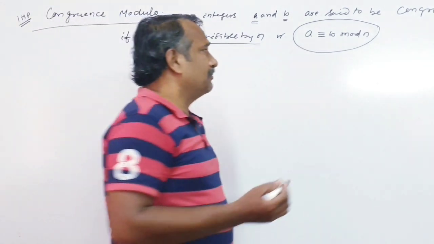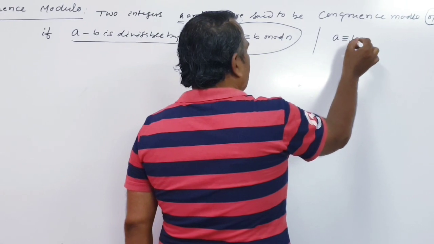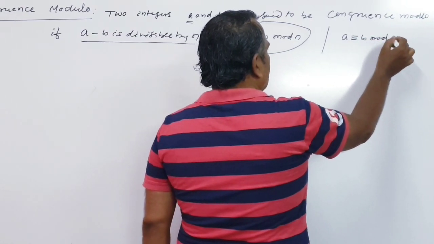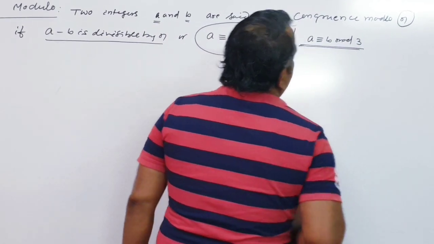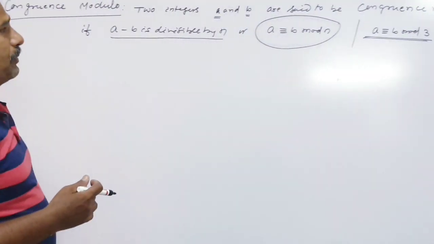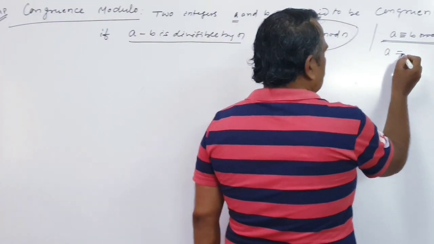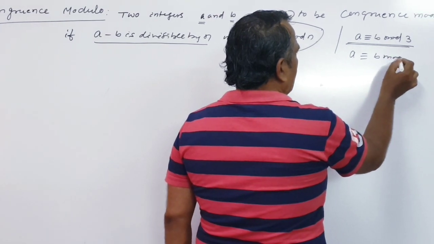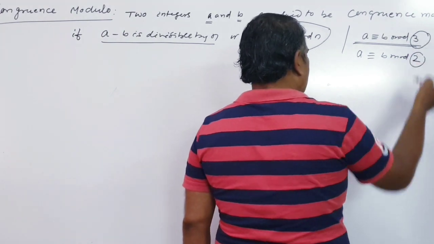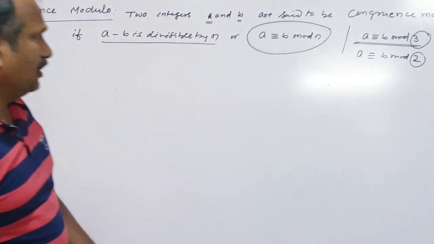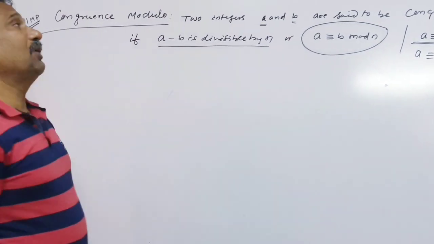This came in the last exam: a is congruent to b mod 3. Yes, this came last time in the exam, okay. a minus b is divisible by 3, or a is congruent to b mod 2. This is a natural number. Either write 2, 3, 4, 5, let us say n. Okay. Now show that this congruence modulo is an equivalence relation.